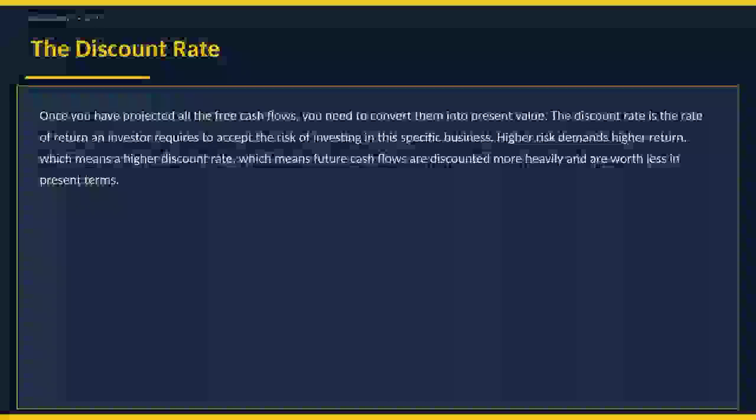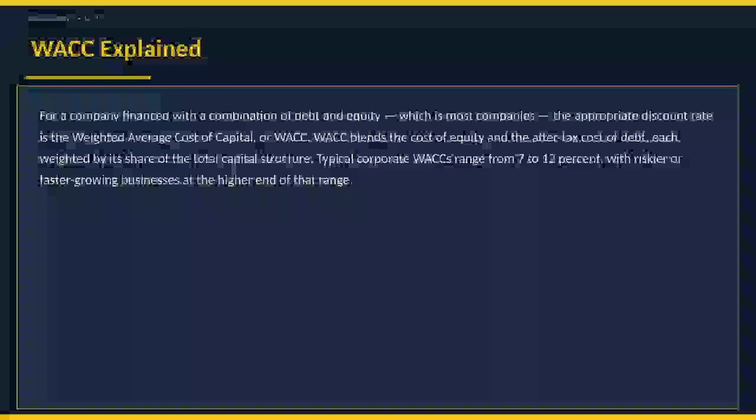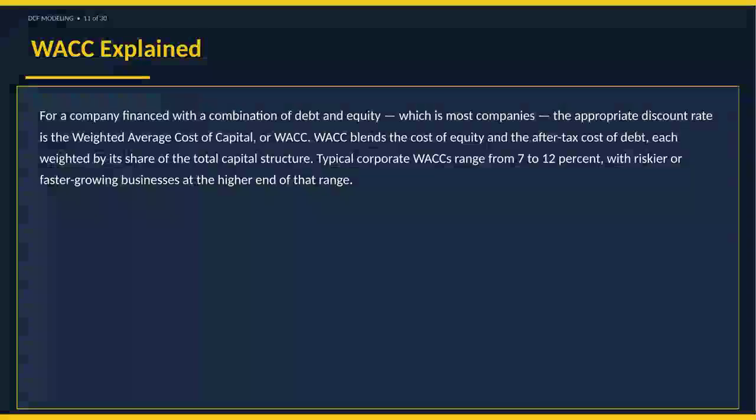Once you have projected all the free cash flows, you need to convert them into present value. The discount rate is the rate of return an investor requires to accept the risk of investing in this specific business. Higher risk demands higher return, which means a higher discount rate, which means future cash flows are discounted more heavily and are worth less in present terms. For a company financed with a combination of debt and equity, which is most companies, the appropriate discount rate is the weighted average cost of capital, or WACC.